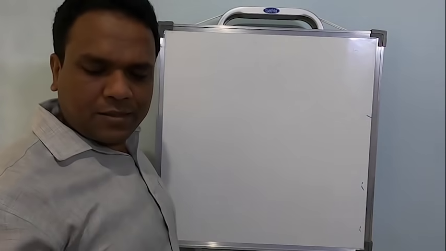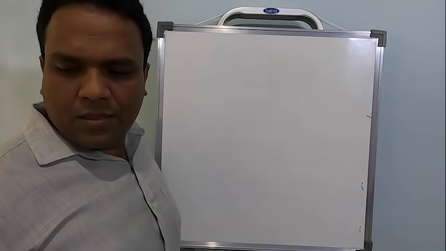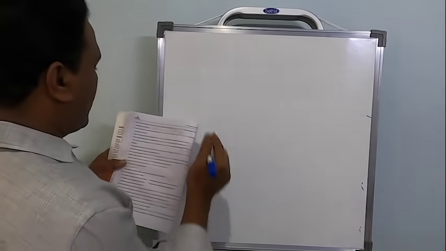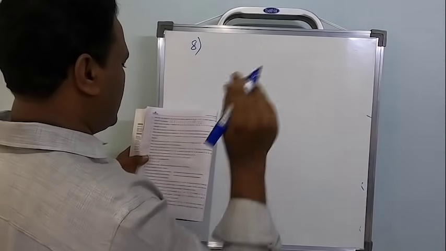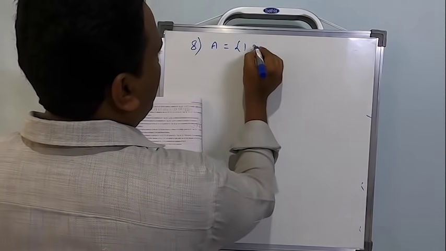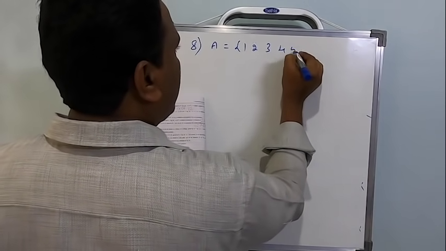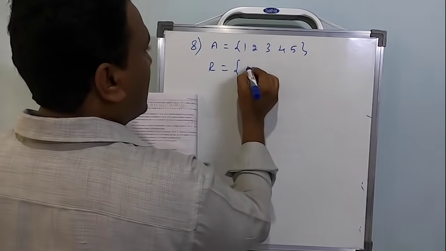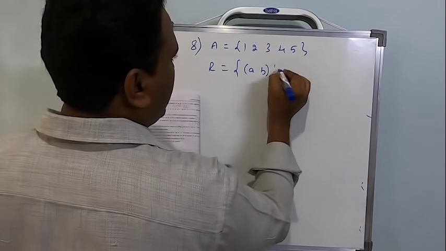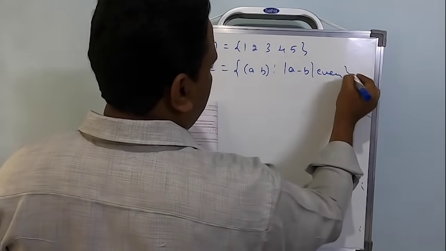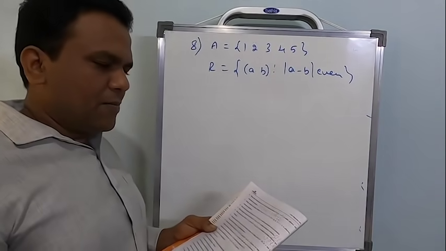Now let's go to the next. That's problem number 8. There are 2 parts here. The set is {1, 2, 3, 4, 5}. On this, a relation R is defined as R containing ordered pairs (A, B) such that mod of A minus B is even. We'll come to the second part later.